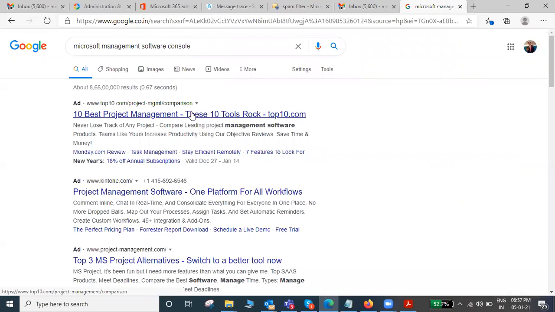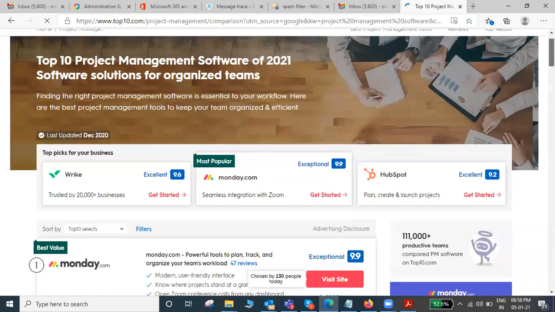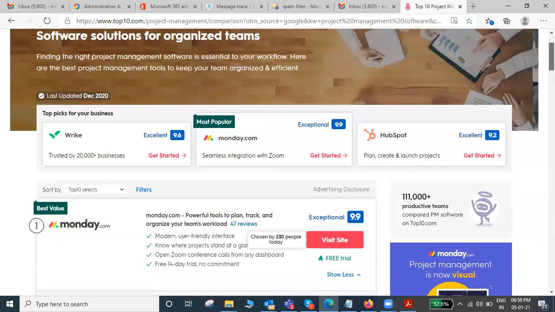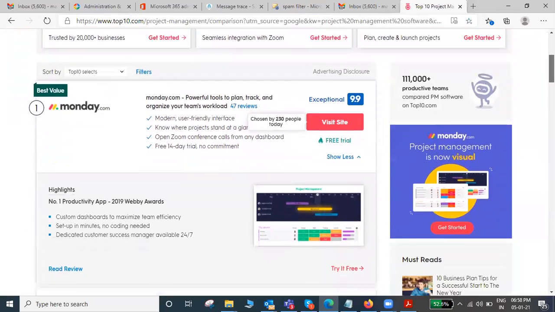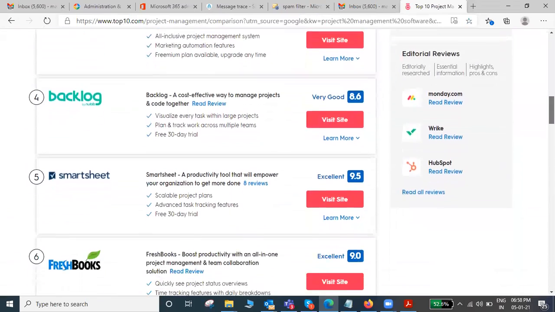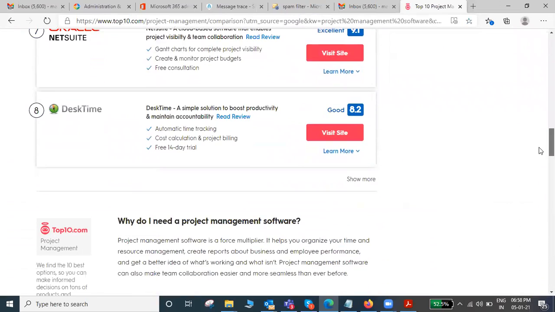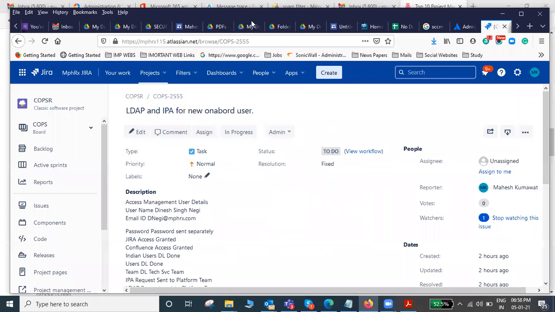So these are the paid tools basically I'm talking about here. So you can go as per your liking. Okay, this is HubSpot. Check out Monday, HubSpot, Smartsheet. So different things are together. And if you require more on the same, then I'm going to do it.